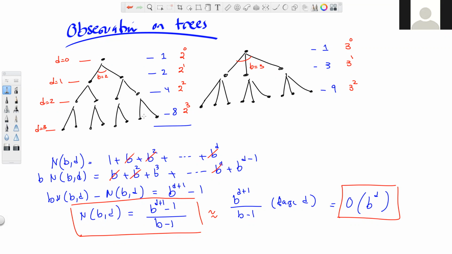Now it gets worse as the branching factor increases. Look here. How many do I have at the last level? 9. And the first and second levels only have 4. If you expand further, it gets even worse. You're going to find that the number of nodes at the last level is significantly larger than the nodes on every other level. So bookmark this observation, and we're going to come back to it later.